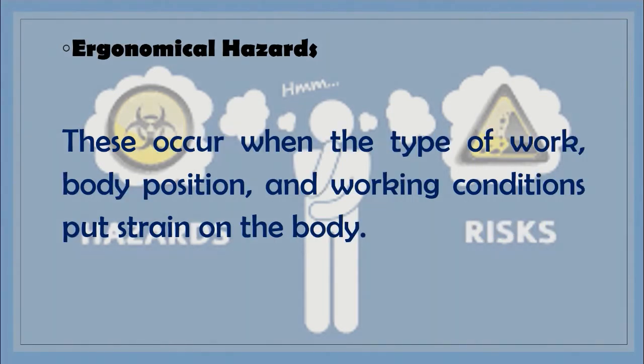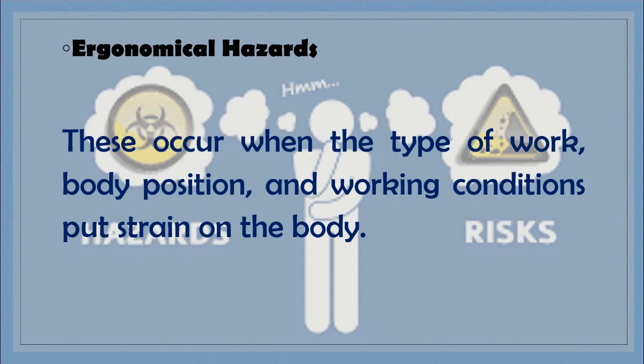Next is the ergonomical hazard. This occurs when the type of work, body position, and working condition put strain on the body. If the physical hazards can be visibly seen outside of our body or in our skin, in ergonomical hazards, this occurs inside of our body. Hindi natin nakikita yung idinudulot nito, pero nararamdaman natin yung hazards na nakuha natin. Okay, this could be short or long-term exposure that may result in moderate or serious injuries. It includes poor lighting, frequent lifting, poor posture, repeated movements, and long exposure with the use of computers.